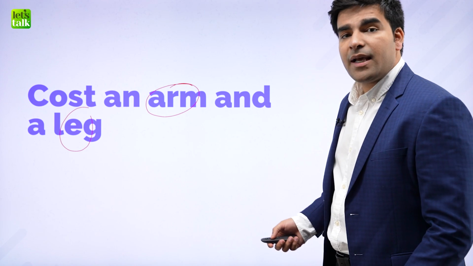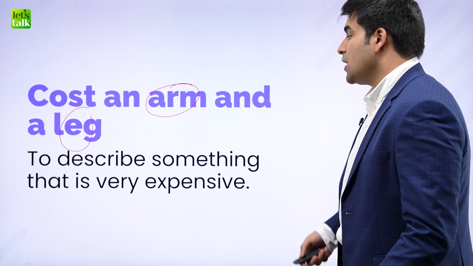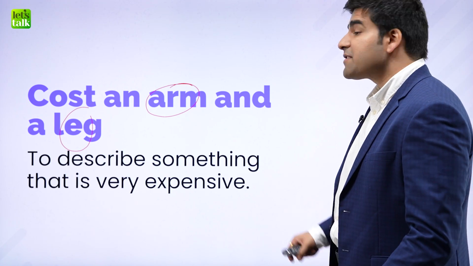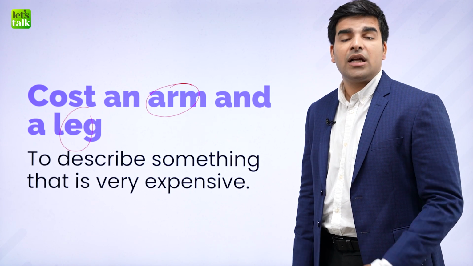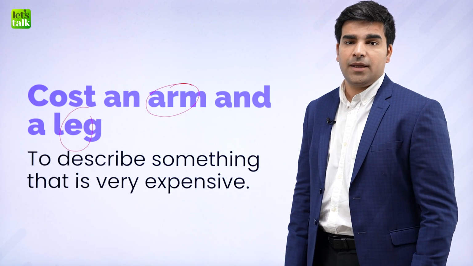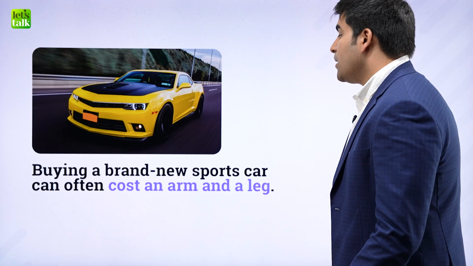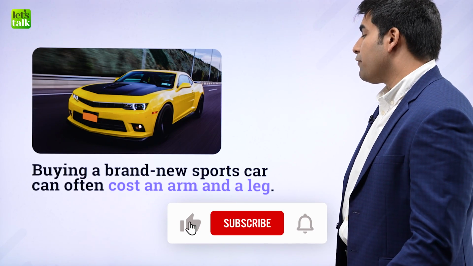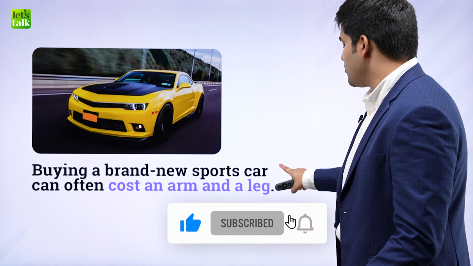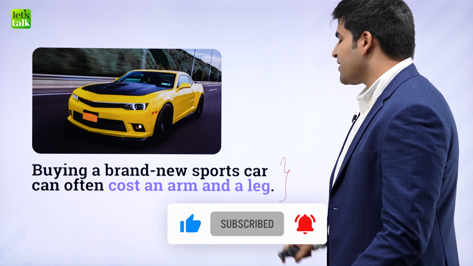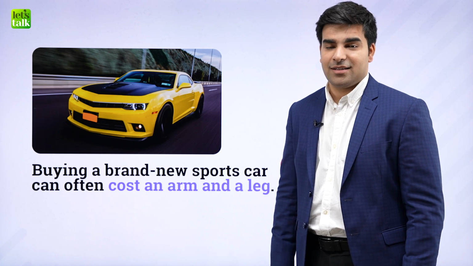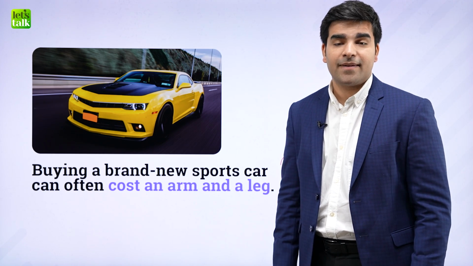So cost an arm and a leg means something that costs a lot, to describe something that is very expensive. It costs a lot of money. An example of it could be, buying a brand new sports car can often cost an arm and a leg. That's true. My favorite car is Aston Martin. It costs an arm and a leg.